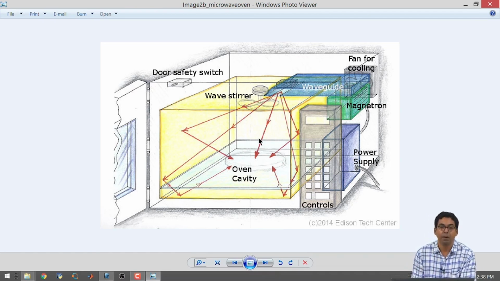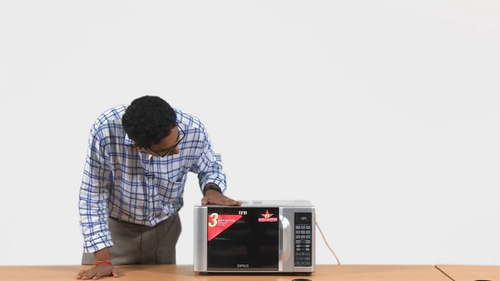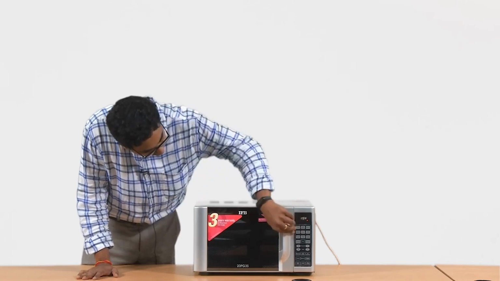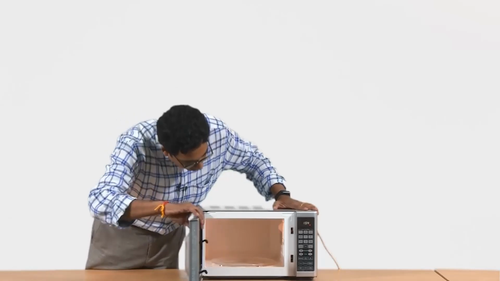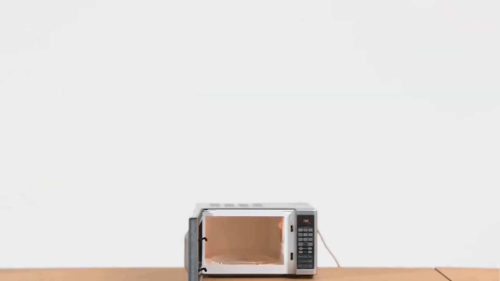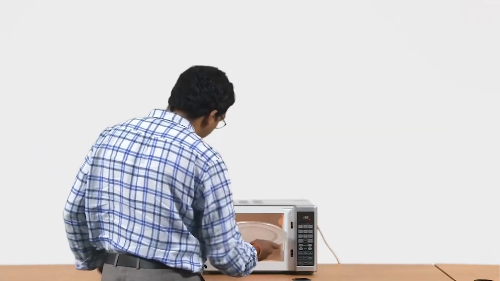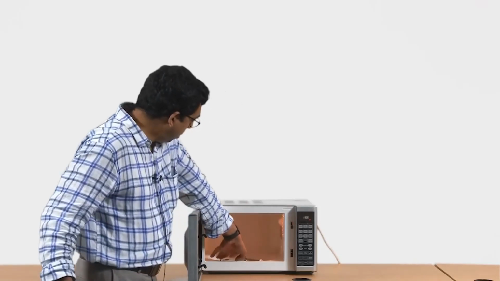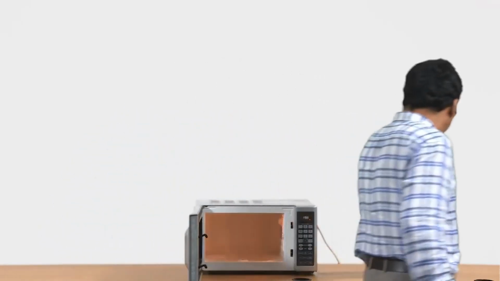So, now what we are going to do is, we are going to do this with a microwave. I think I have a microwave. So, what I am going to do is first I am going to open it, and I am going to take off a few things. First of all, I am going to remove this glass plate over here. This is the turntable. Secondly, I have a motor that twists this around, so I do not want this, I am going to get rid of it.